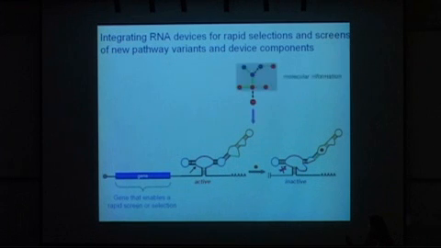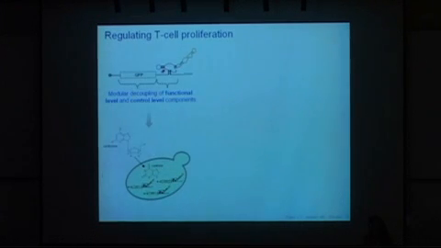I'm going to skip this slide due to time, and I just want to make one more note, but I'm not going to spend too much time on this application because we have a poster presentation on it where you can get more detail. But this is an application that we've been working on with collaborators at the City of Hope in regulating T-cell proliferation, so a cellular therapeutic application.